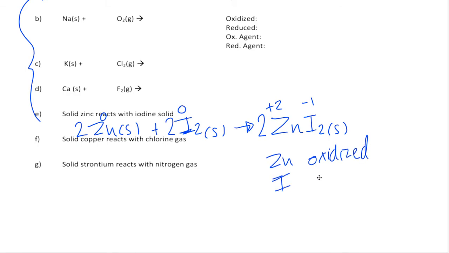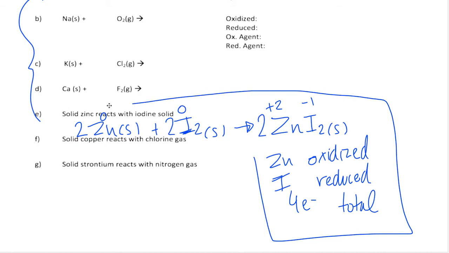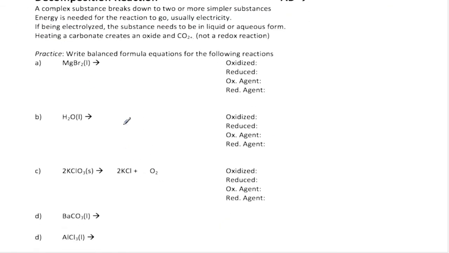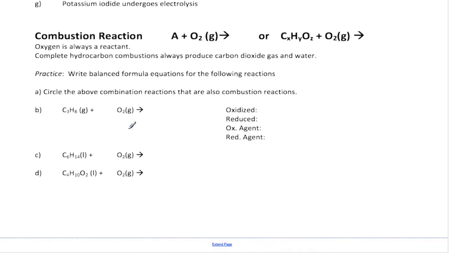And the I is reduced because you went from 0 to -1. And how many electrons got transferred in total? Well, there are 4 iodines, so 4 electrons total. All right, try those two out as well down here. All right, last page, we're going to do a combustion reaction and a decomposition reaction, and then we're all done.